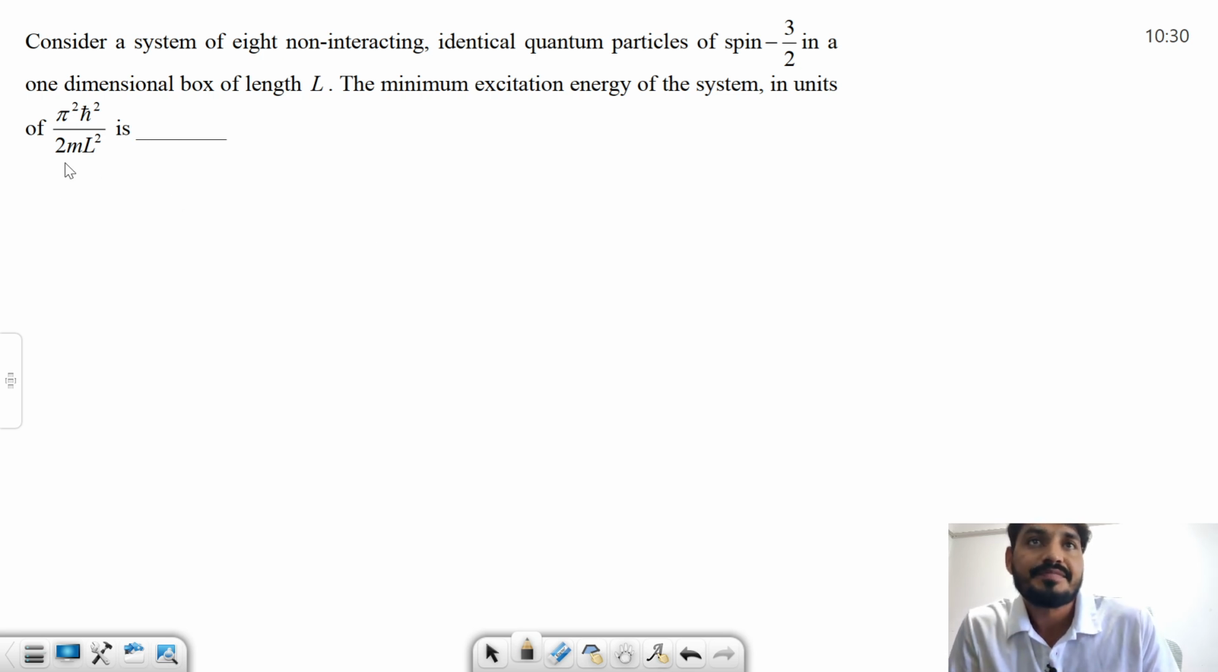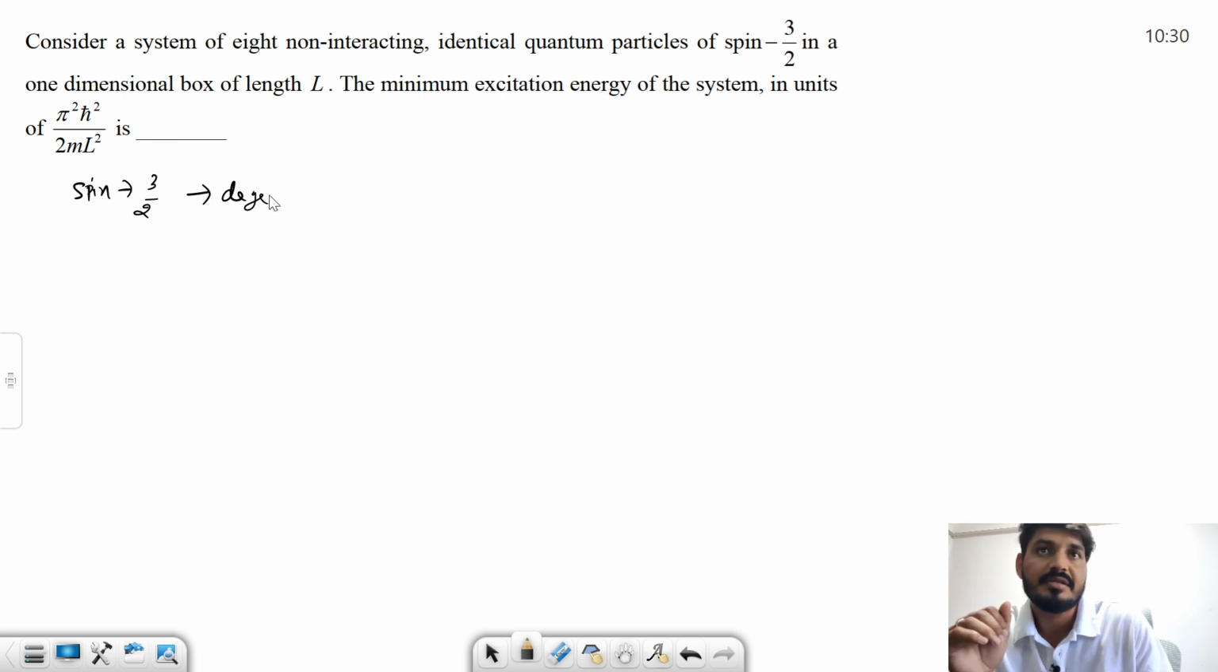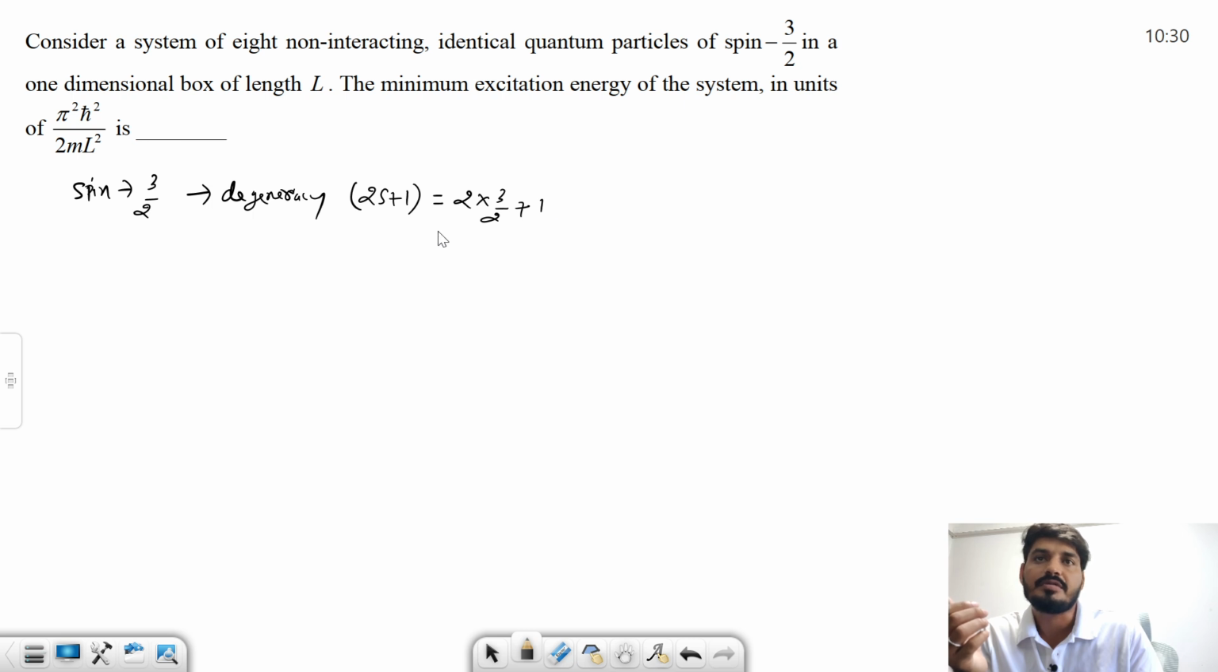So first see, spin is given to us as 3 by 2. If spin is 3 by 2, then tell me what is the degeneracy of any particular state. What is degeneracy? Degeneracy is always 2s plus 1 for any spin. Like suppose spin is half, then it is 1 by 2 and minus 1 by 2. So for 3 by 2, I can put 2 into 3 by 2 plus 1. So this degeneracy is 4.